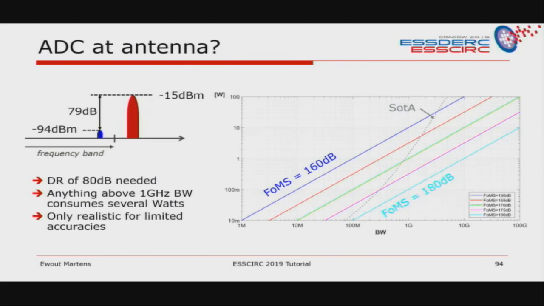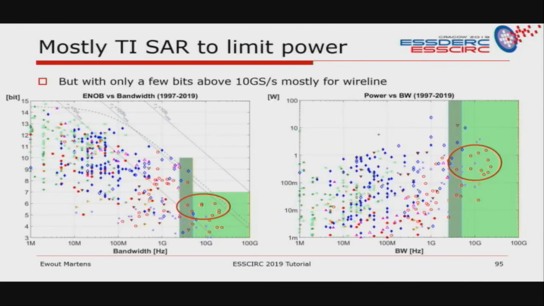Well, if you look at the specifications, you see you need to be able to receive signals as low as -94 dBm. You can have blockers as large as -15 dBm, so you need at least 80 dB dynamic range if you want to do that. And this plot shows the state of the art, the number of watts that you would need for a certain bandwidth for this 80 dB dynamic range. And you see that if you want to go above 1 GHz, then you end up consuming several watts. So for now it doesn't seem very realistic.